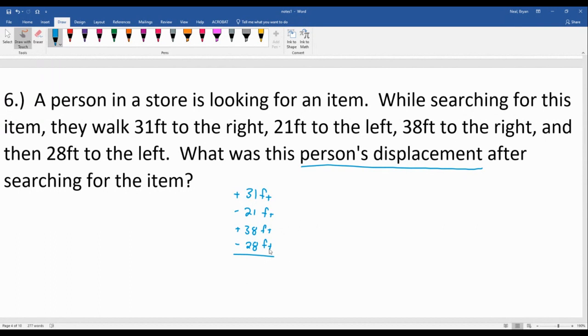It doesn't really matter. But overall, technically, we get a positive 20 feet, which would mean that we're going 20 feet to the right. But it doesn't ask for the direction, and the signs were technically invented by us. So we just want to say here that the displacement was 20 feet.